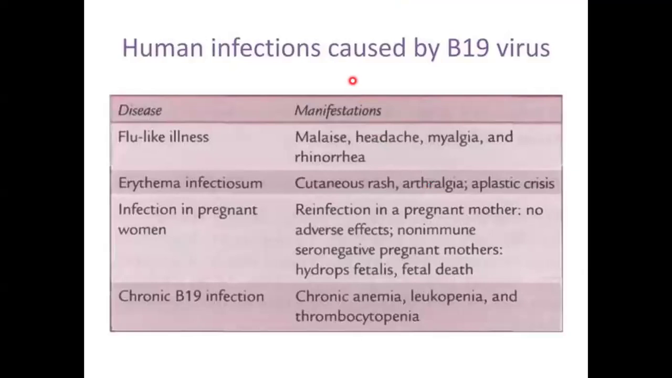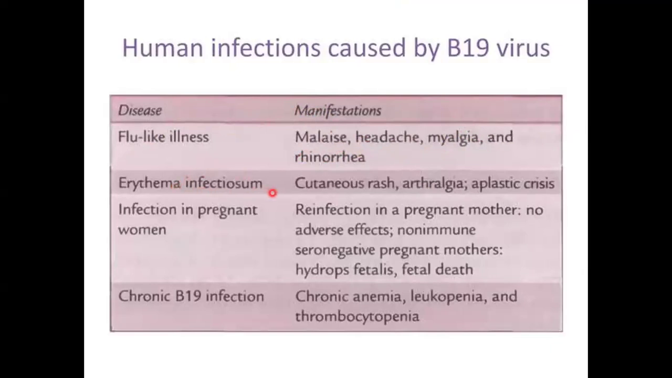Human infection caused by parvovirus B19. When you're infected with parvovirus, it usually starts as a flu-like illness. You'll have malaise, which is fatigue, where you just feel tired or lethargic, headache, myalgia, which is muscle pain, and rhinorrhea. Rhinorrhea is basically production of mucus, what you usually get during a flu.